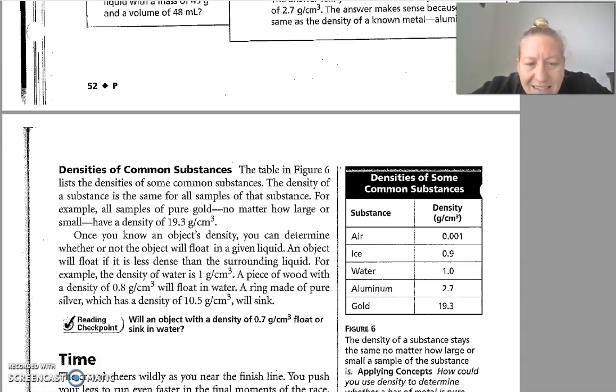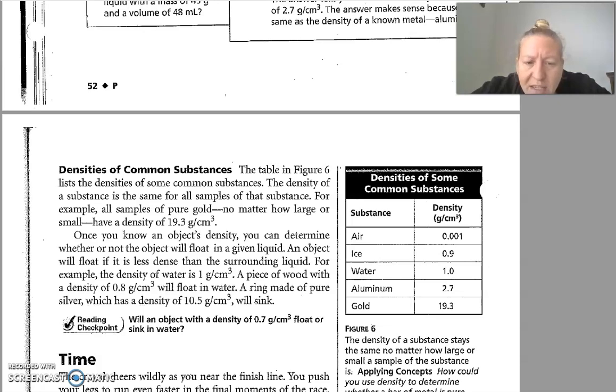For example, the density of water is 1 gram per centimeter cubed. A piece of wood with a density of 0.8 grams per centimeter cubed will float in water. A ring made of pure silver, which has a density of 10.5 grams per centimeter cubed, will sink.